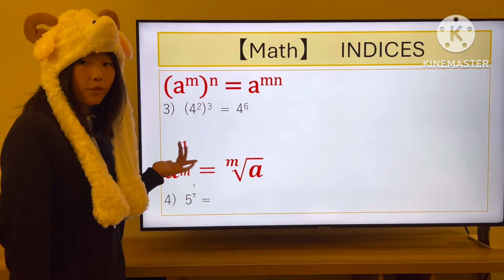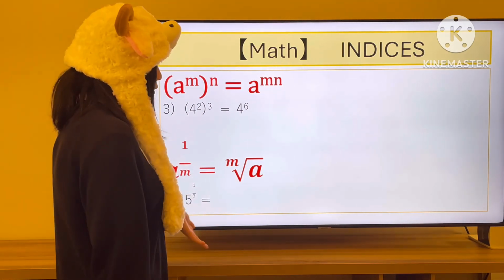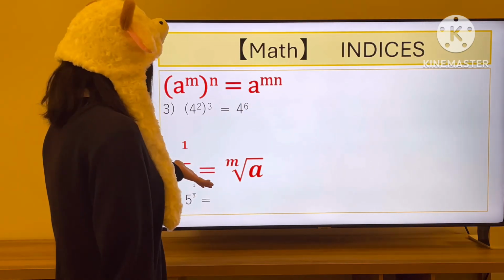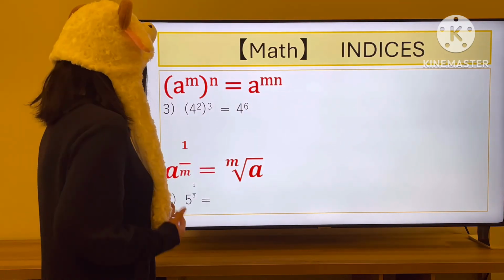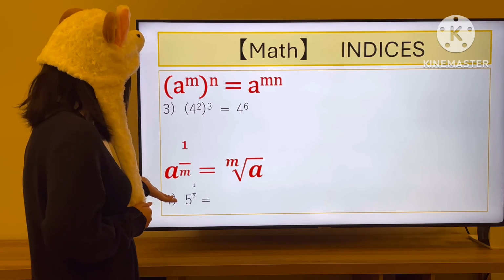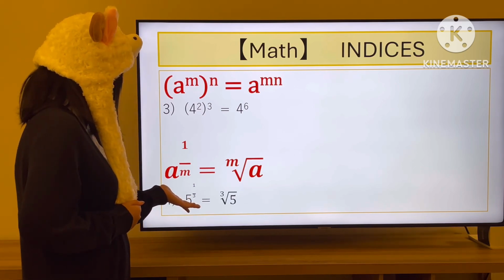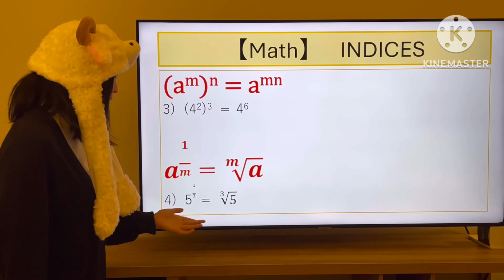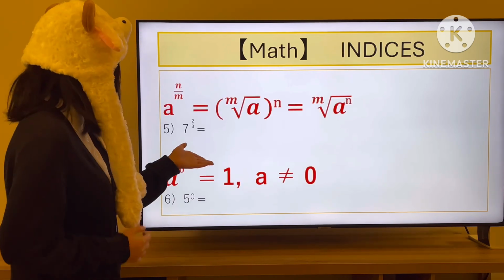And if you see a fraction as the power of a number, don't panic. It just means that it is the root of that. So for this example, it would be 5 cube root.